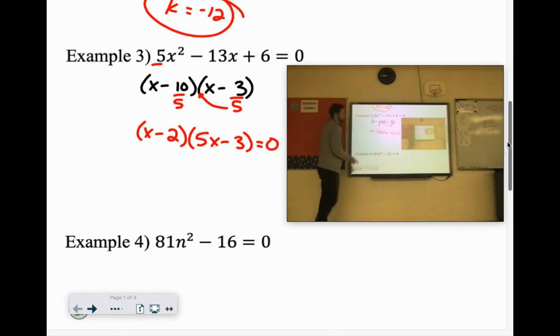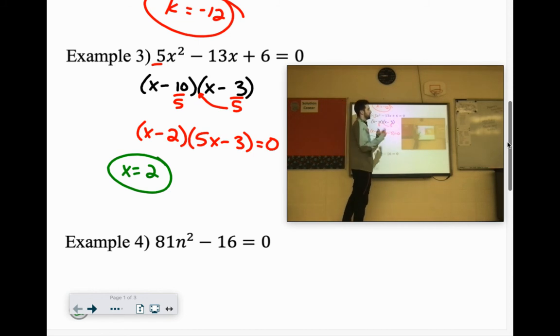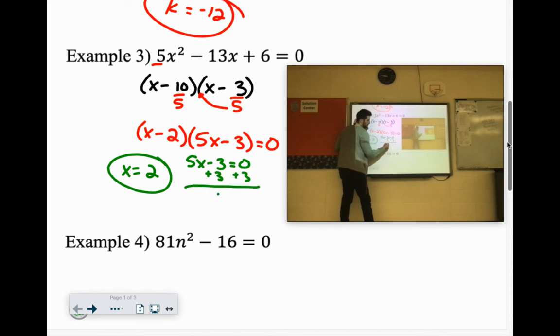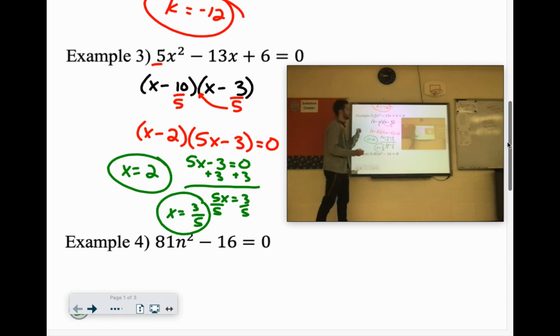Now this first one, x minus 2, we know that x would equal positive 2. The 5x minus 3 is a little more complicated. So again, once you get comfortable with these, you can do the two steps in your head, but let's write this one out. 5x minus 3 equals 0. So first, we would add the 3. 5x equals 3. And then we would divide by 5, so x equals 3/5.